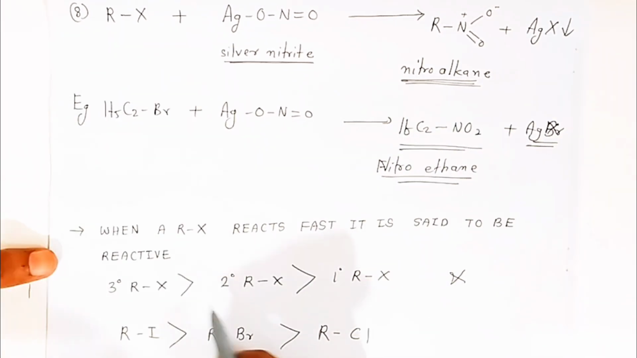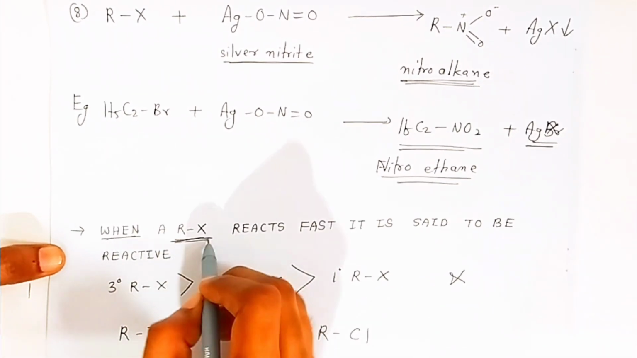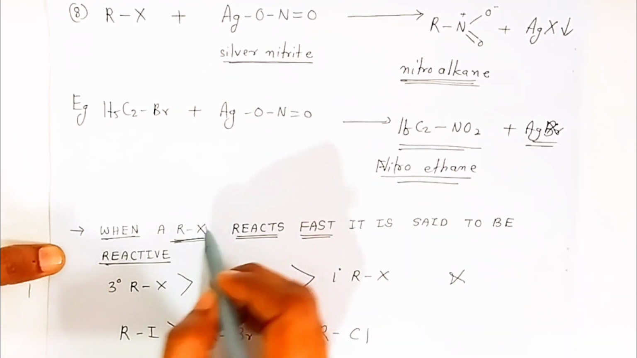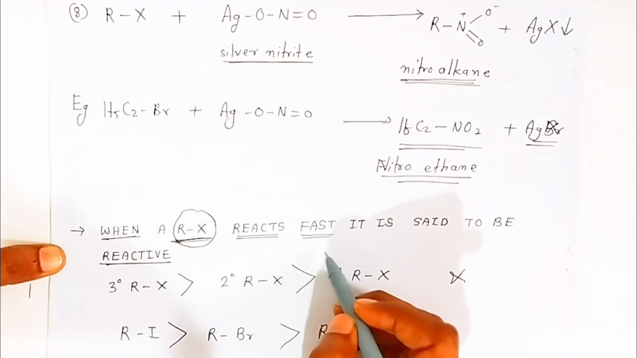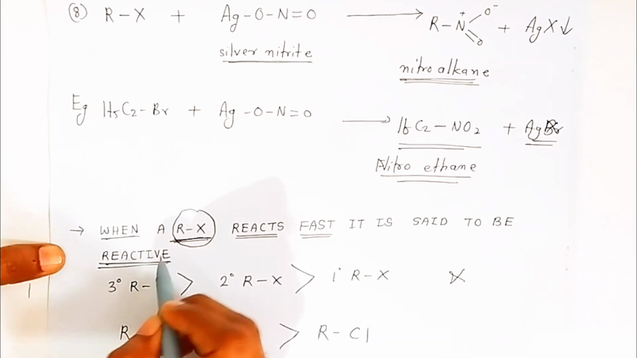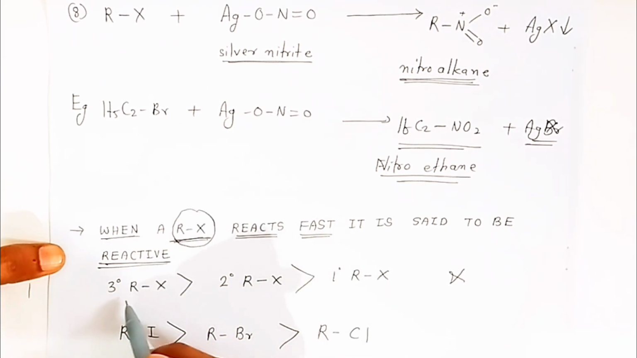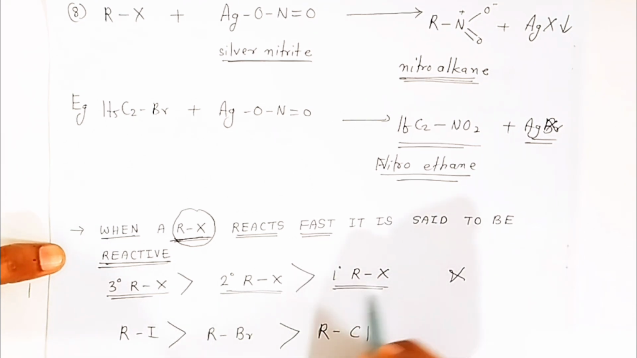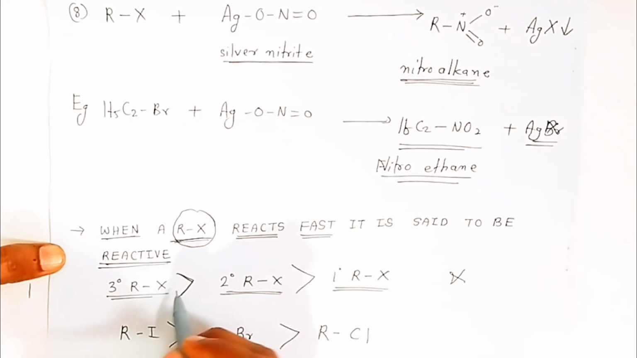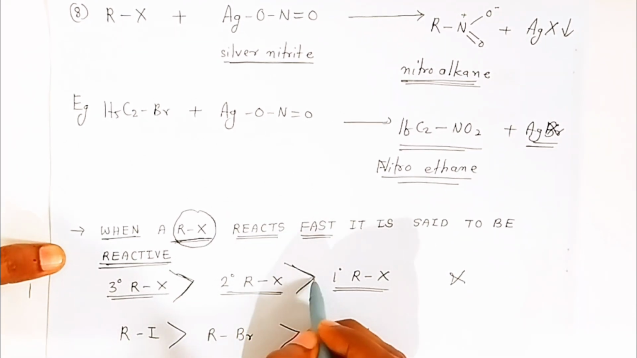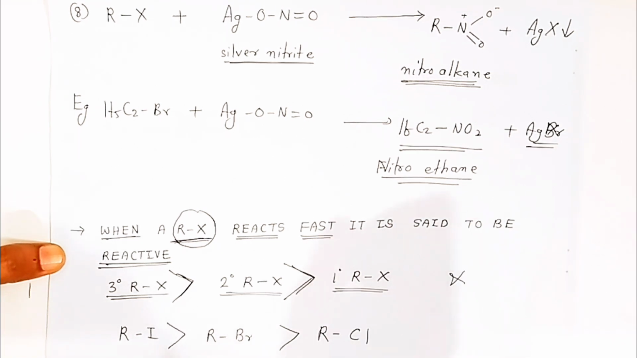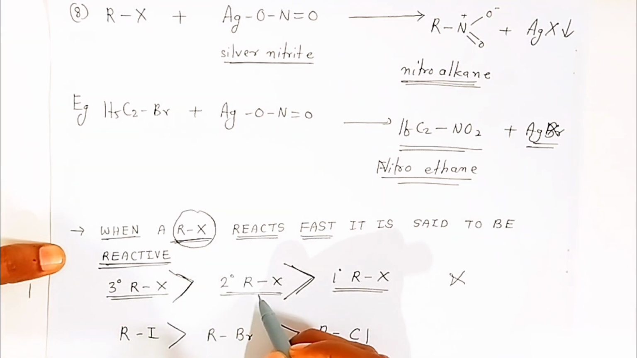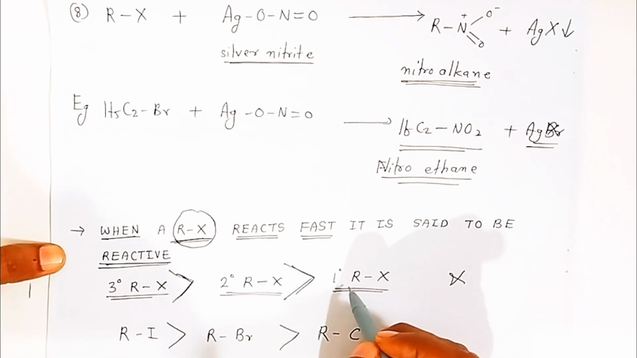Very important, students. When an alkyl halide reacts fast, it is said to be active. When this alkyl halide reacts very fast, we say your substrate is very reactive. Now here, students, we have tertiary alkyl halide, secondary alkyl halide and primary alkyl halide. This tertiary alkyl halide is more reactive as compared to secondary, as compared to first degree alkyl halide. So third degree alkyl halide is very reactive as compared to second degree, as compared to primary alkyl halide.